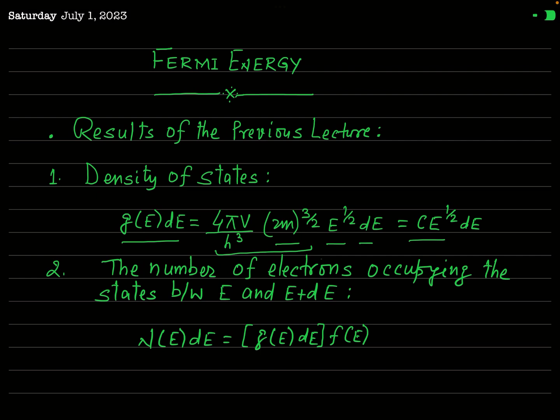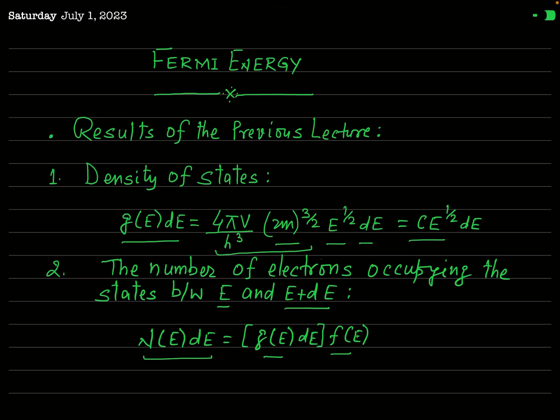Now you have also seen that the number of electrons occupying the states between energy E and E plus dE is given by N of E dE equal to G of E dE times F of E. You can remember this F of E is the occupation probability. Or you can say that this is the Fermi Dirac distribution function. These two results have been discussed in the previous lecture.